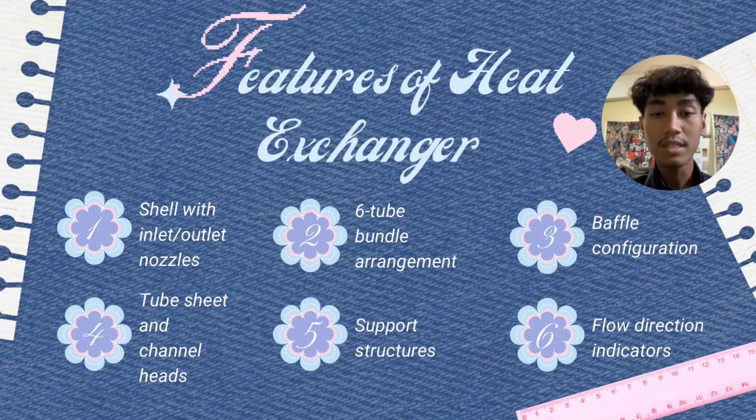Another key feature is the baffle configuration. Baffles are placed inside the shell to guide the shell side fluid across the tubes rather than straight through. This increases turbulence and enhances heat transfer. We also have support structures which prevent the tubes from vibrating or sagging during operation. This helps extend the equipment lifespan.